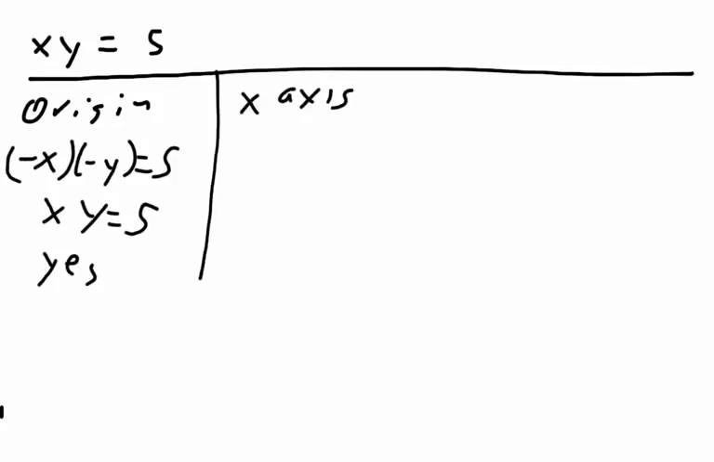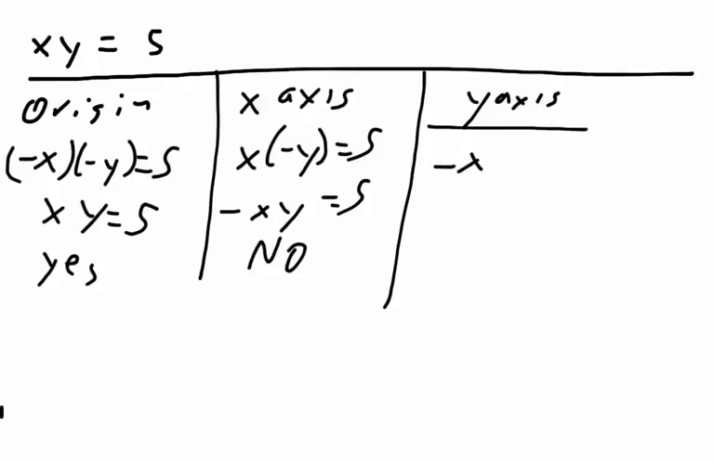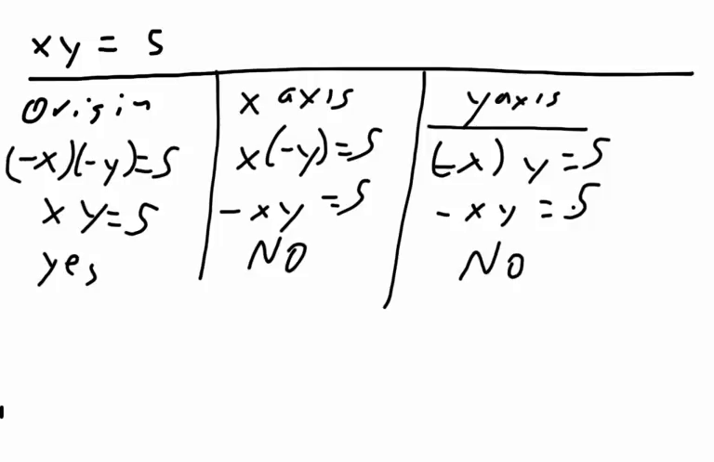For the x-axis, we change y to be negative y. We only have one negative, so the answer for that one is no. For the y-axis, we change x to negative x. So we got negative xy equals 5. Once again, only one negative, so the answer is no.